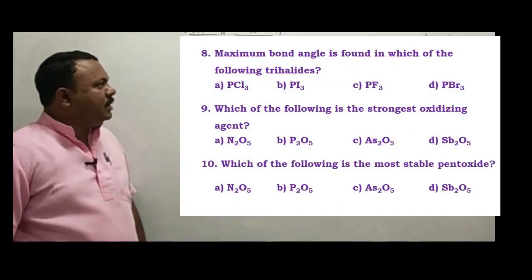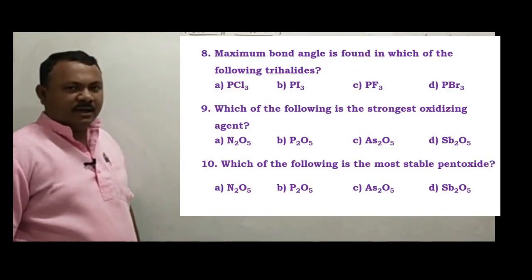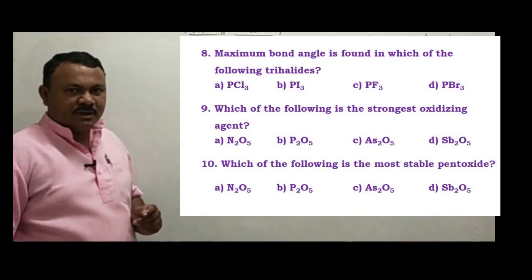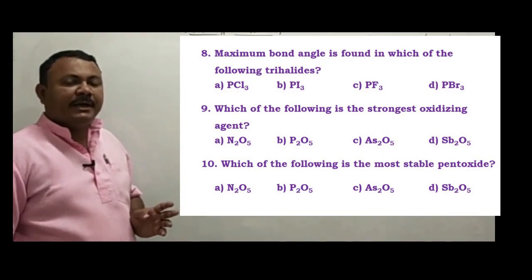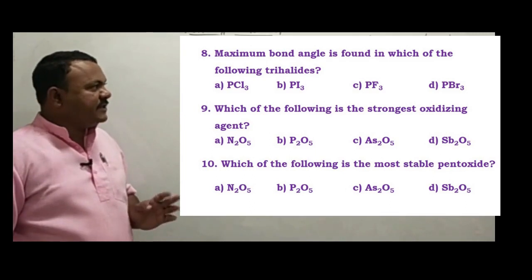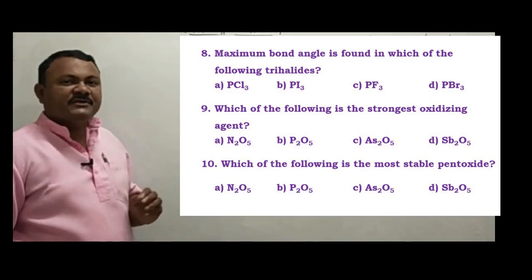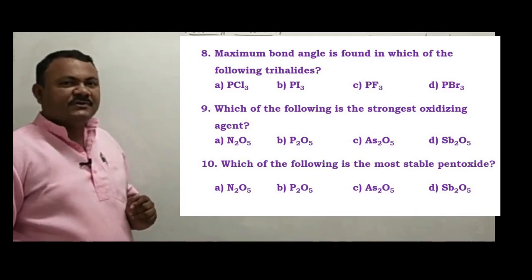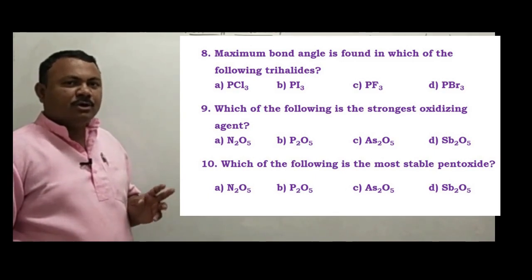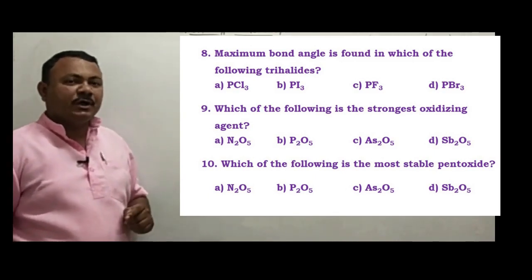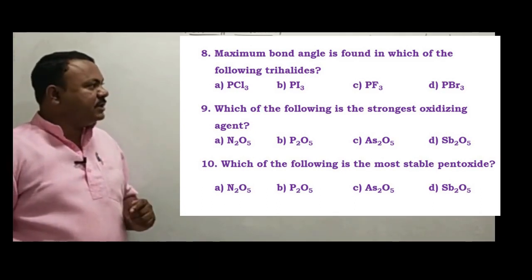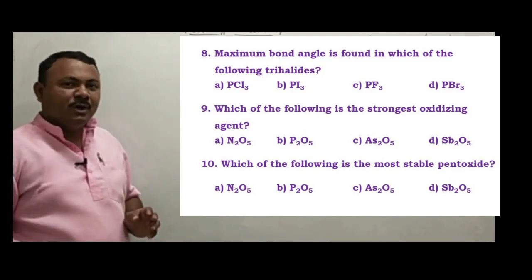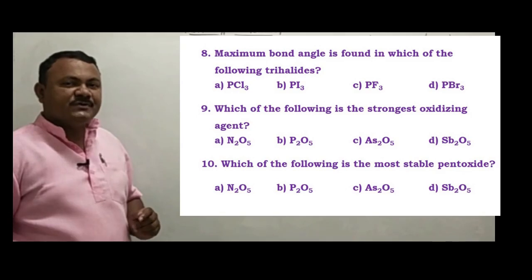Look at the 8th question. Maximum bond angle is found in which of the trihalides? Bond angle in the trihalides mainly increases with increase in the size of the halogen. As the size of the halogen goes on increasing, bond angle goes on increasing. On that basis, we can say PI3 shows the maximum bond angle. 9th one. Which of the following is the strongest oxidizing agent? You know about that. I have told you about the pentoxides. N2O5 is the strongest oxidizing agent. Last question. Which of the following is the most stable pentoxide? And that also I told you: P2O5, phosphorus pentoxide, is the most stable pentoxide.